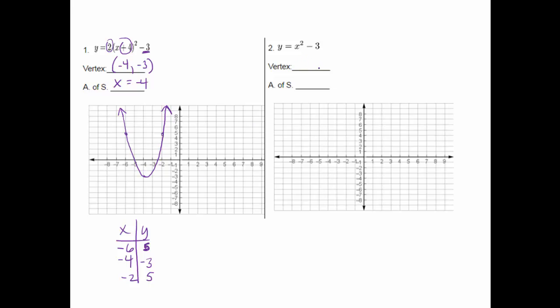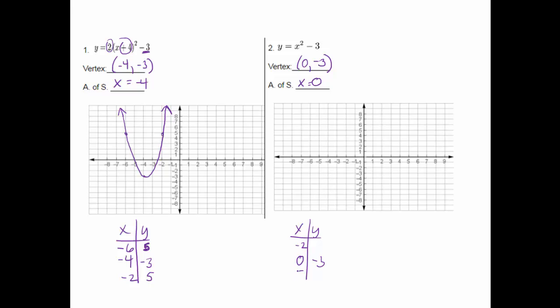Okay, this next one actually is already in vertex form as well. It might not look like it. There's nothing that goes with the x, so the x part of the vertex will just be 0. And the negative 3 is on the outside, so that will be my vertex. The axis of symmetry is always just the first value of the vertex, so it will be x equals 0. And then once again, I'm going to do my 3 points. The one that's going to go in the middle is 0, negative 3.